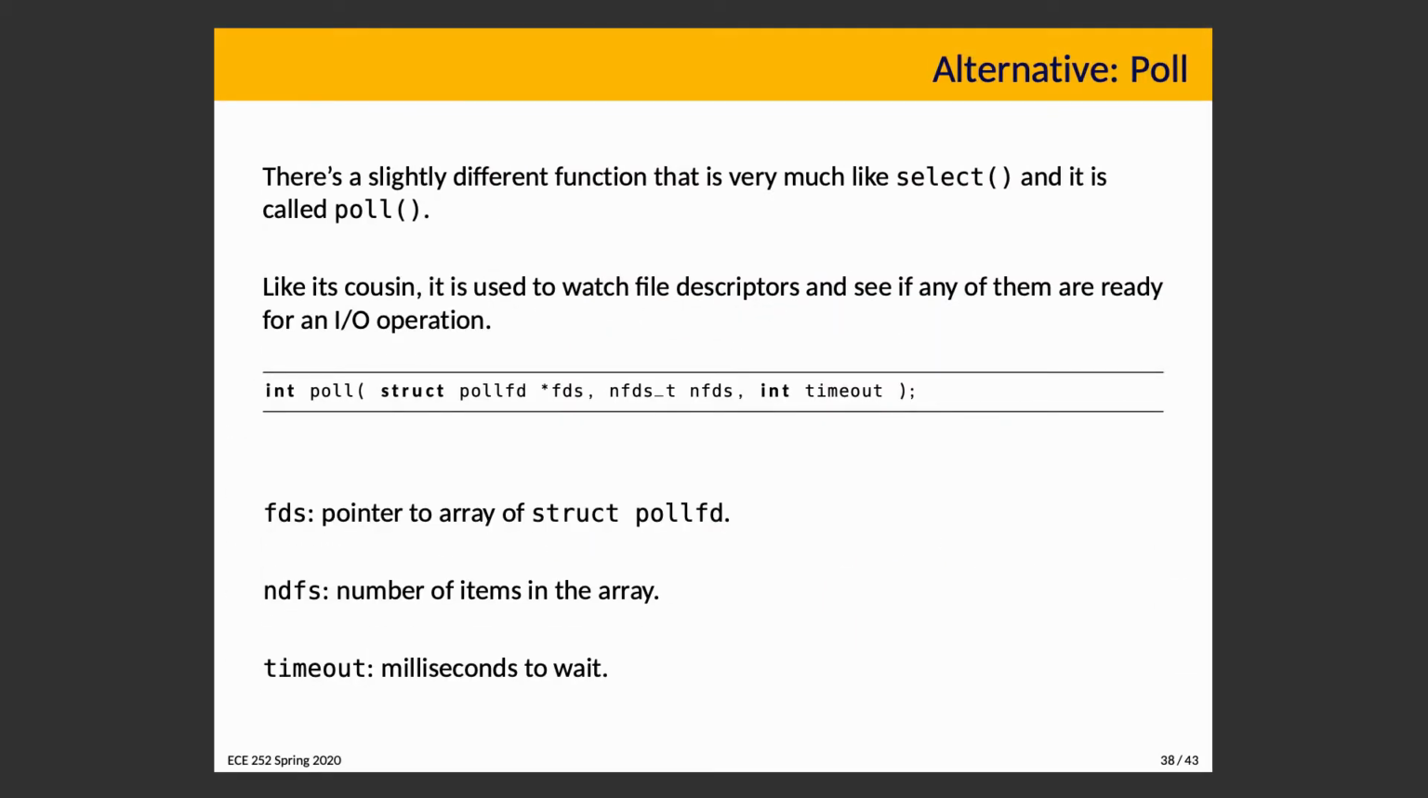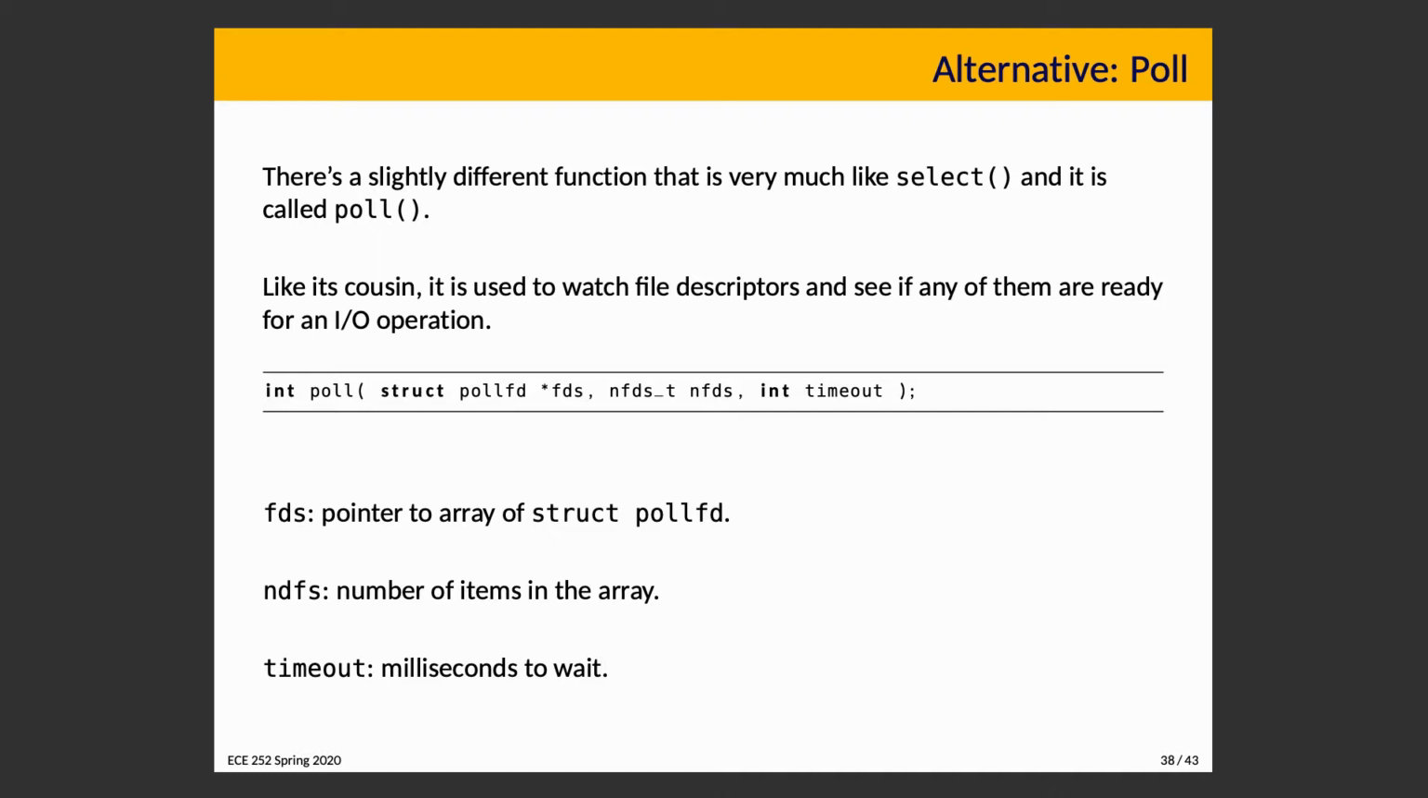Okay, the next alternative that we're going to talk about is called poll. And poll is intended to address some of the things about select that make it hard to do. So it's very much like select. You could call them cousins, I guess. And like its cousin, it's used to watch file descriptors to see if any of them are ready for an I/O operation. But poll asks less of you as the caller as compared to select.